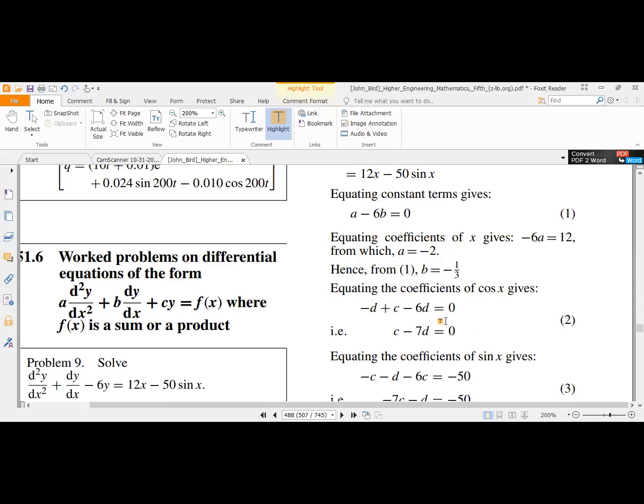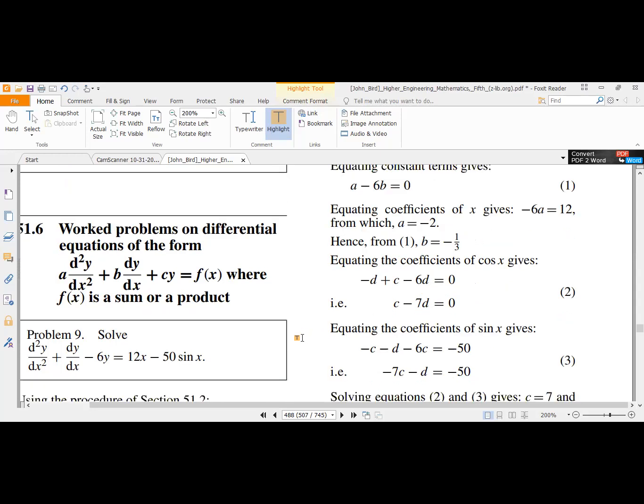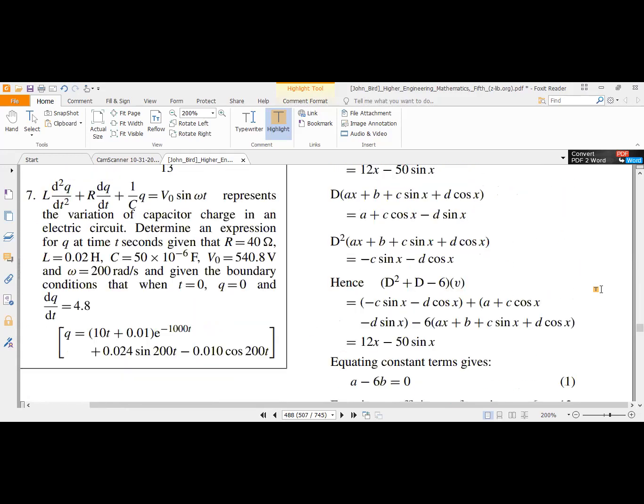So let's proceed now. Now, let's look at it. Let's go back again. In this case, our f of x is what? 12x minus 50 sine x. So what should be the assumed particular solution? For the polynomial part of order 1, we have ax plus b. Then for the trigonometric, we have, so now let's take a look at the solution.